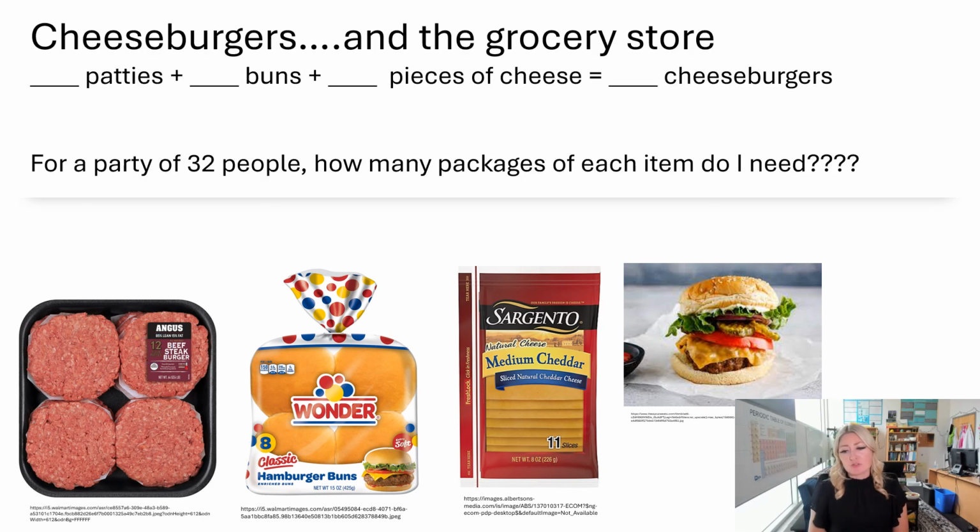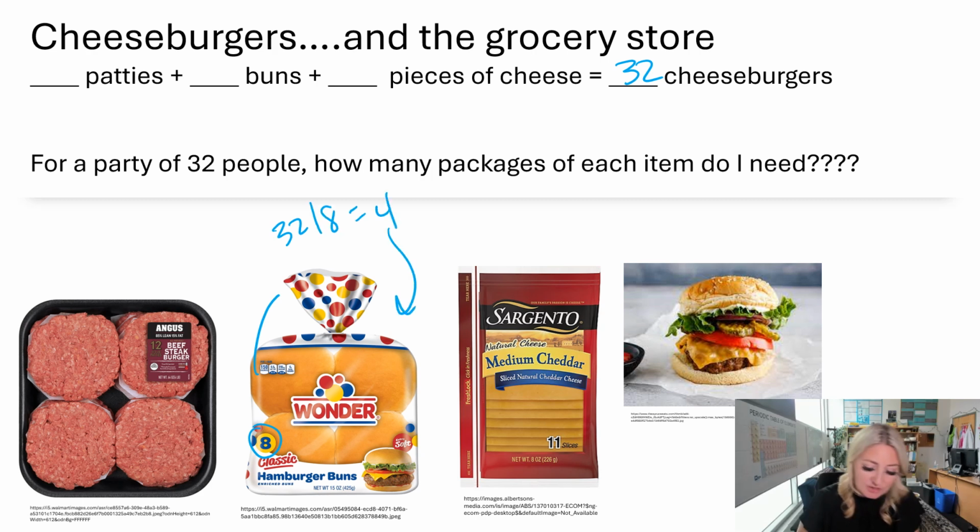So here's my conundrum. I got a party. 32 people are coming. So I know I'm going to need 32 cheeseburgers. Okay? So at minimum, how many of each of these packages am I going to have to buy? Well, considering this is my limiting, okay, 32 divided by 8 is 4. I need 4 packages. Okay?